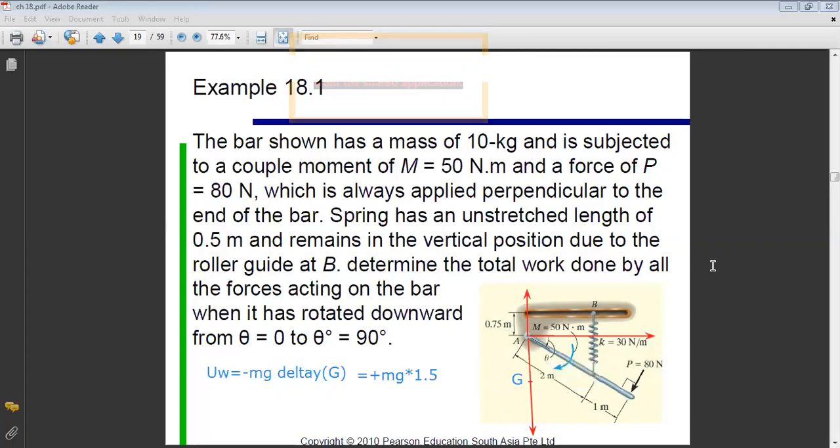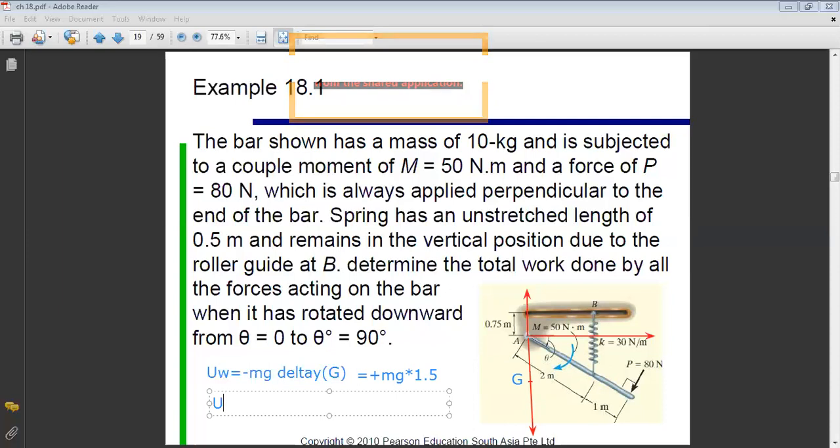Now, what else is there? Is there any work we did not pay attention to? The moment. Yes, the work of the couple moment. What is the formula for the work of a couple? It's the integral of M d theta. But because M is constant, we can say that this is the work of the moment.